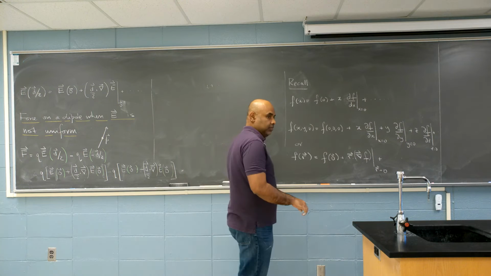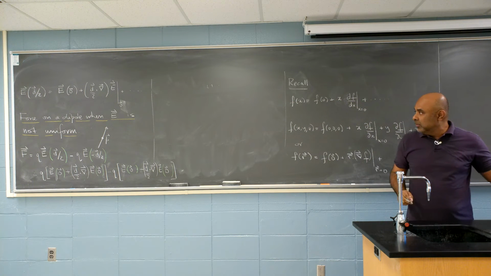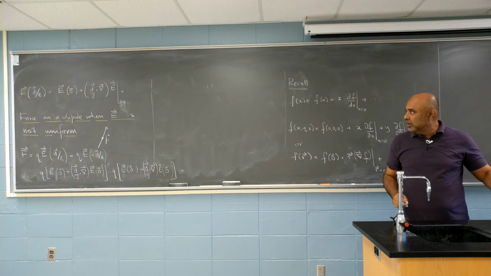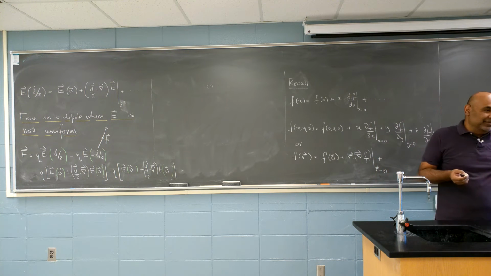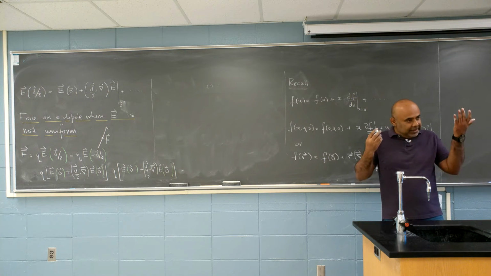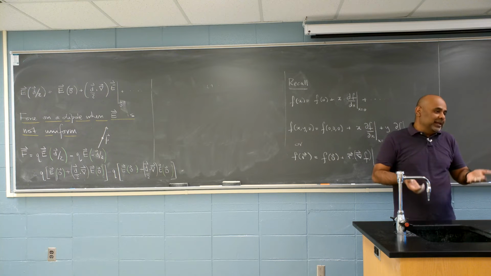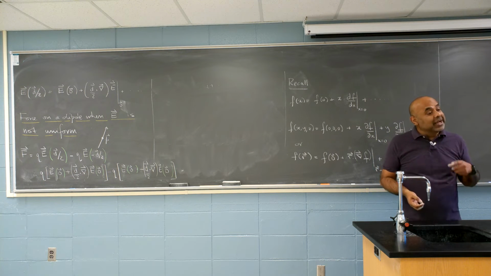So the more complete title would be force on the dipole when the electric field is not uniform at the center, about the center, or at the center. Just net force. That's why we can take it at the center. The force on an object is the net force acting on the dipole. Torque is about a point.